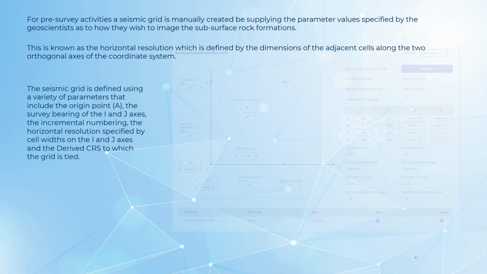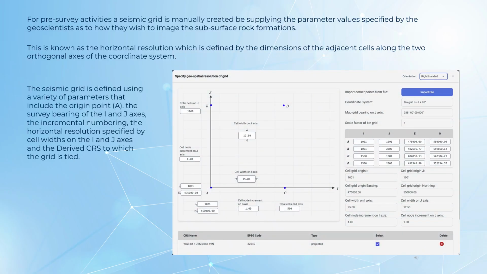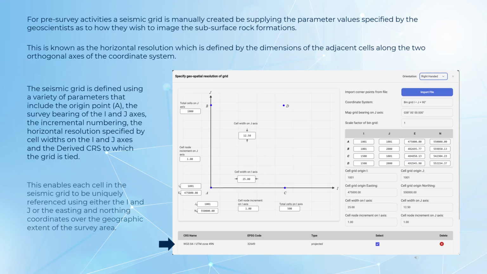The seismic grid is defined using a variety of parameters that include the origin point A, the survey bearing of the I and J axes, the incremental numbering, the horizontal resolution, specified by cell widths on the I and J axes, and the derived CRS to which the grid is tied. This enables each cell in the seismic grid to be uniquely referenced using either the I and J or the easting and northing coordinates over the geographic extent of the survey area.